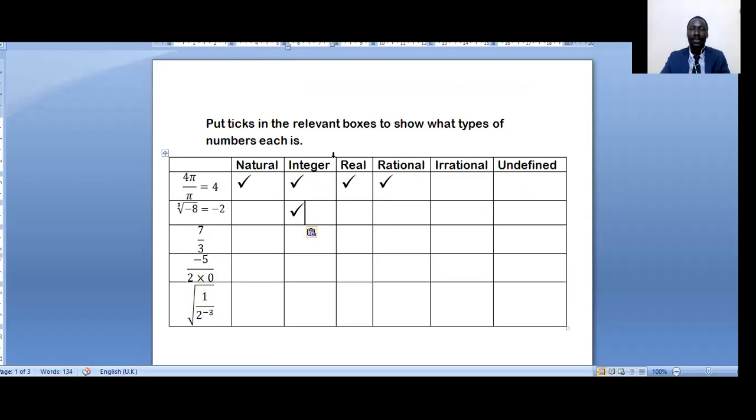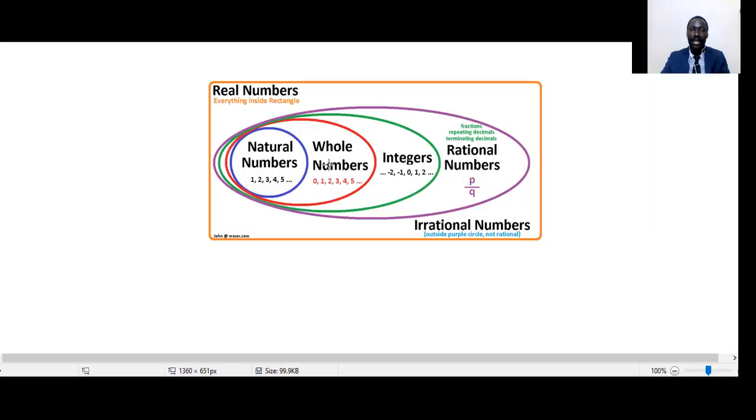Then the next thing is real. Well, is -2 a real number? Yes, -2 is also a real number. Why do we say that? Because everything else here is a real number, okay? Numbers that are used for continuous values.